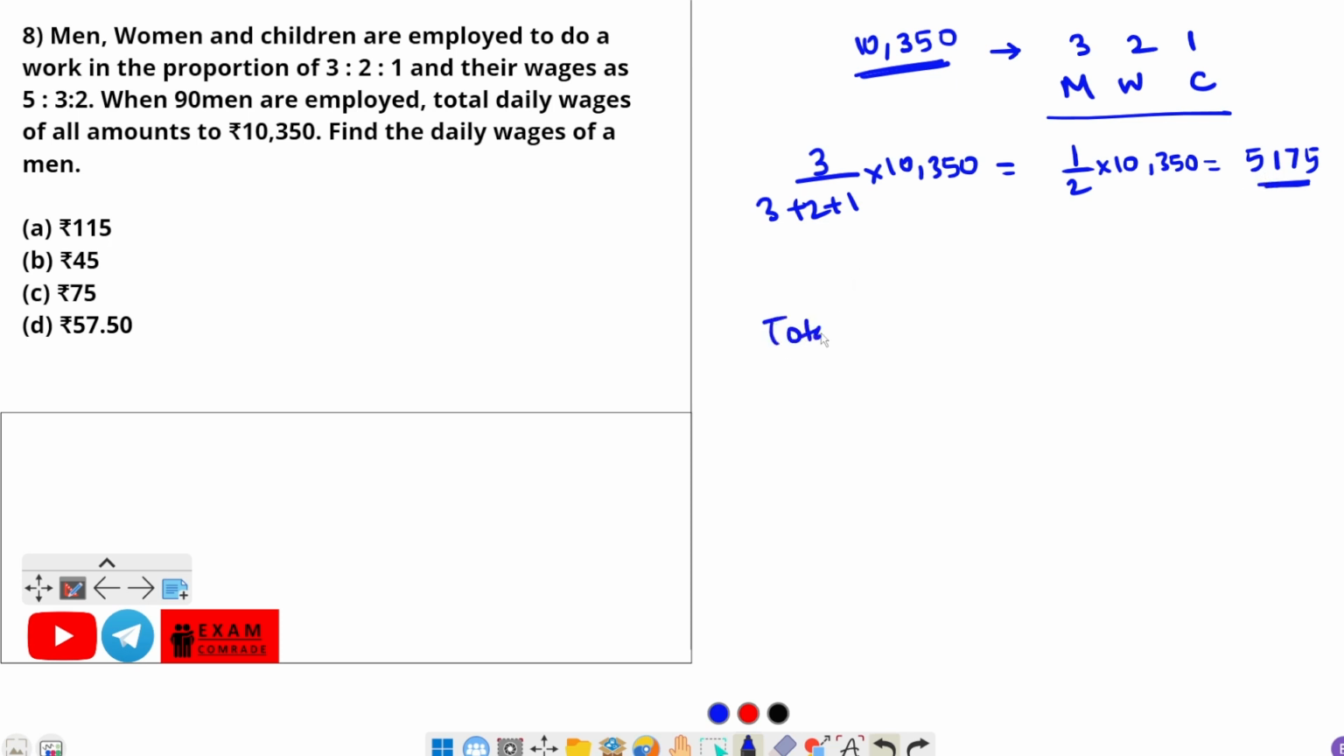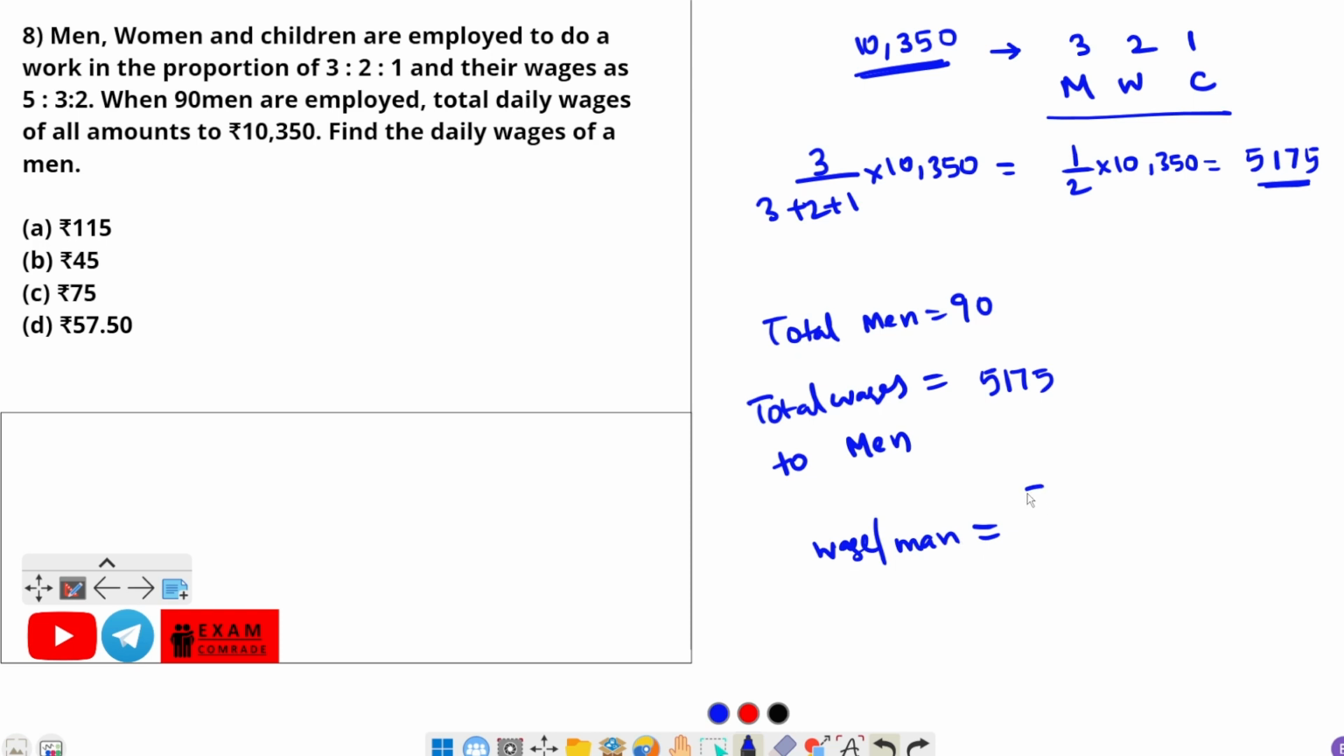Okay, total men is given as 90. Total wages of men is given as 5175. So wage for each man is equal to 5175 by 90. That is 9 5s are 45, 9 7s are 63, 9 5s are 45. So that is 57.5. This is the answer.